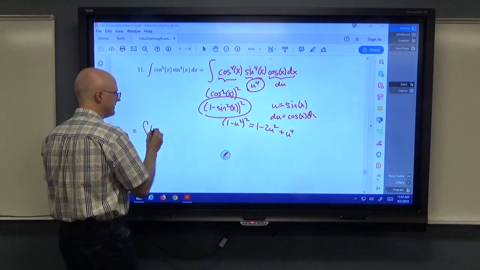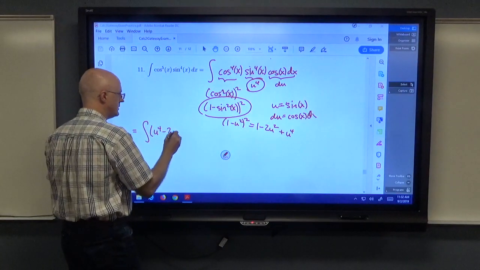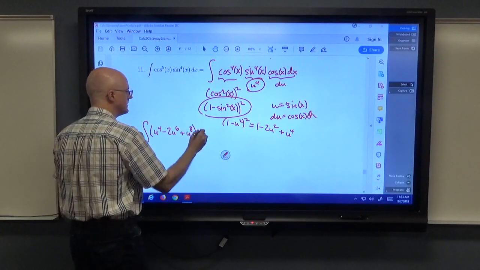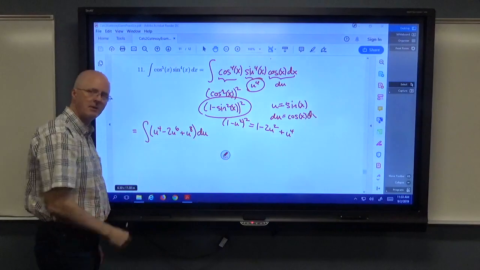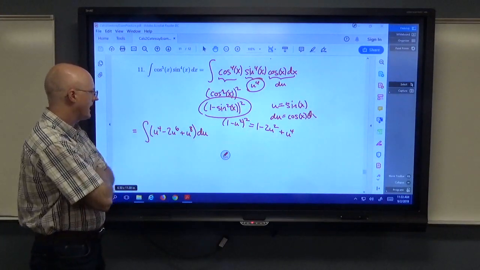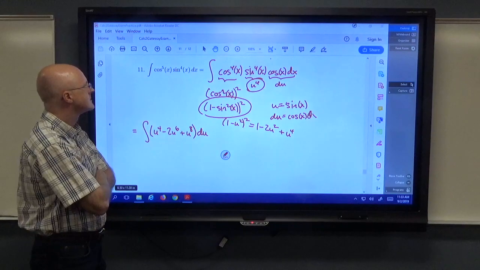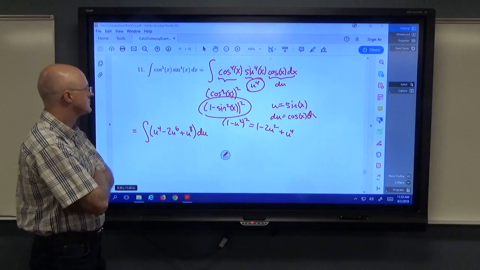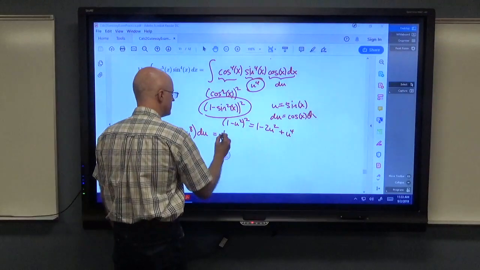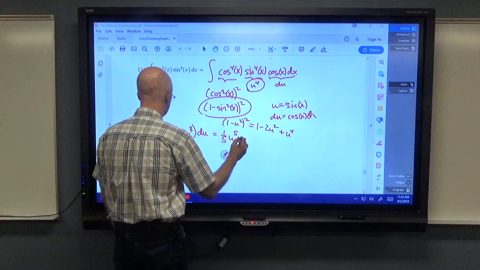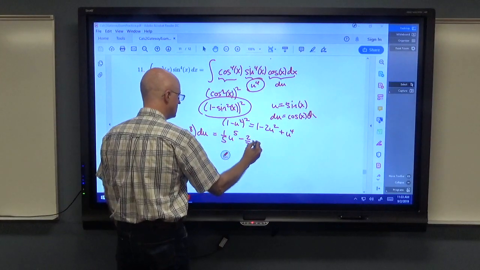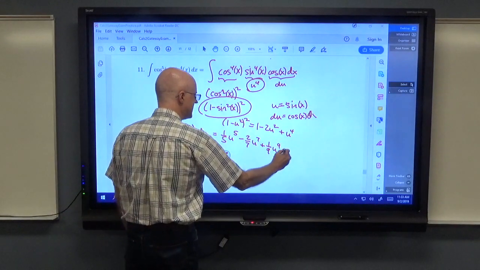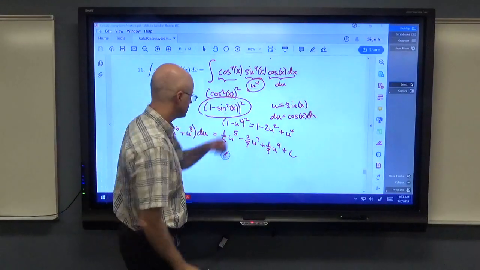So I'm going to get integral of u to the fourth minus 2u to the sixth plus u to the eighth du. And that's an integral that's easy to do because that's a polynomial. Right? Hopefully I've not made a mistake. Just looking over things here, I think this all looks good. Gives you 1/5 u to the fifth minus 2/7 u to the seventh plus 1/9 u to the ninth plus c. Now replace u with sine of x.